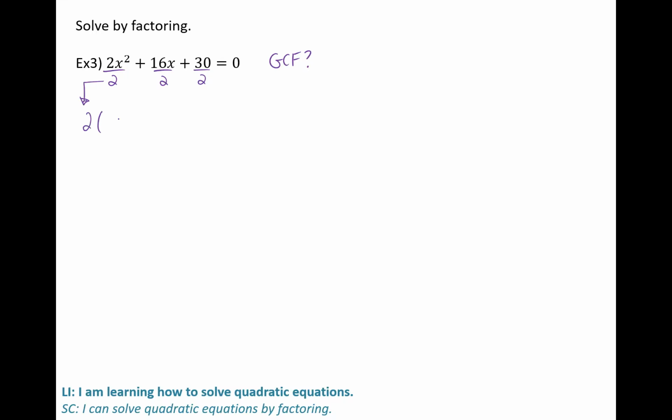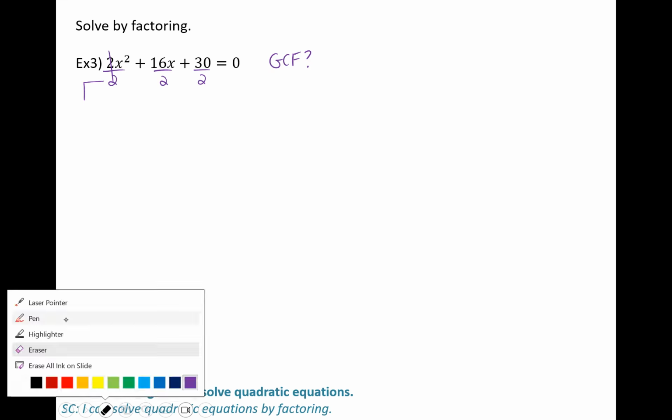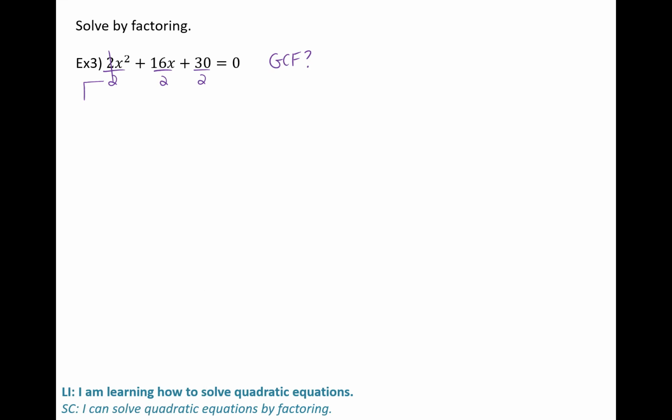So 2 in front of parentheses, divided out, I get x squared. Then I'm going to give myself a little bit more room here because of the other factoring I'm going to want to do. Here we go. So 2 in front of parentheses. All right, x squared. 16x divided by 2, 16 divided by 2 is 8, and then the x. And then 30 divided by 2 is 15. And then I have equals 0.